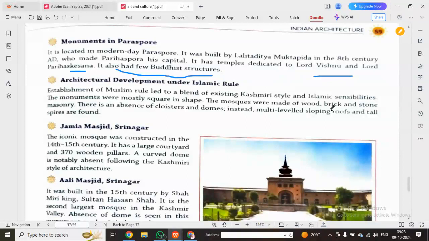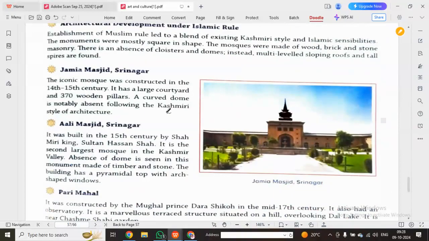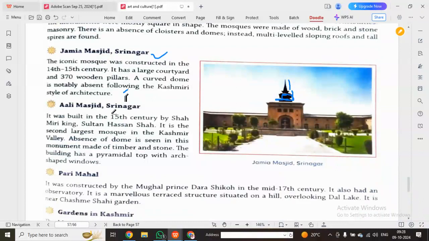The monuments were mostly squared in shape. The mosques were made of wood, brick, and stone masonry. There is an absence of cloisters and domes. Instead, multi-leveled, sloping roofs and tall spires are found. So you can say multi-level, like डोम नहीं है यहाँ पे. It's the kind of like जो हमने शिखर पढ़ा था, ठीक है, आमलक पढ़ा था, वो काइंड ऑफ स्ट्रक्चर है, ठीक है. जामा मस्जिद श्रीनगर 370 वुडन पिलर्स, ठीक है.